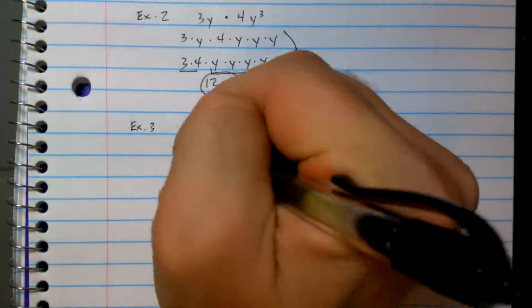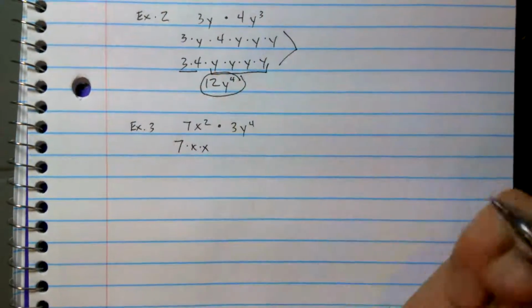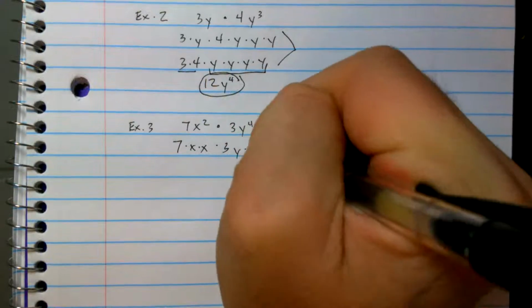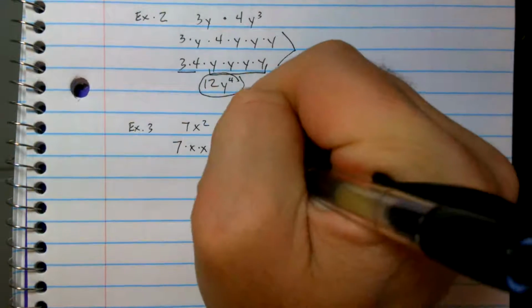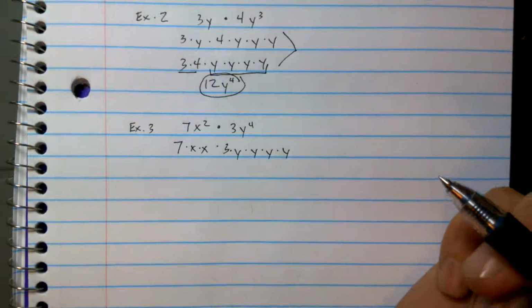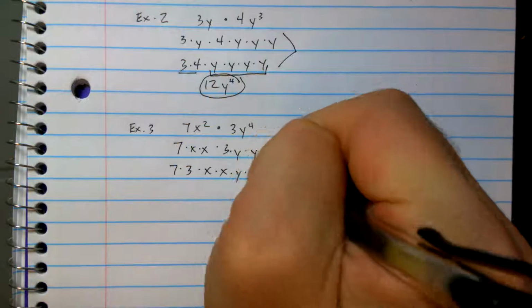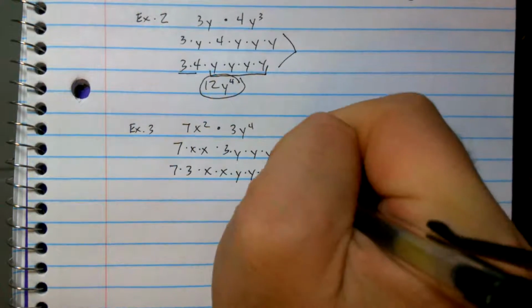So what do I have? I have 7 times x times 3 times y times y times y times y. Okay. Well, great. I'll put the 7 and the 3 out here, the x and the x, and the y and the y and the y and the y.